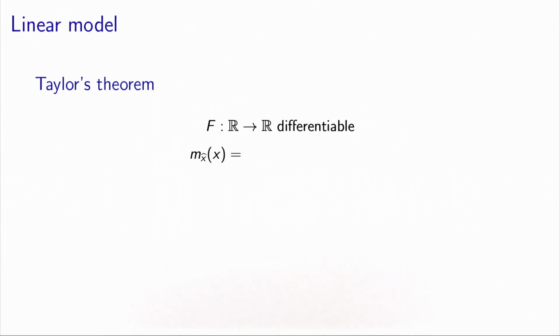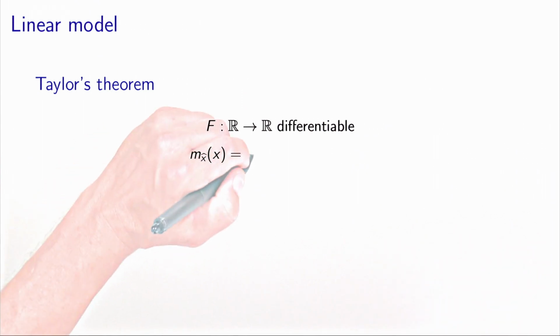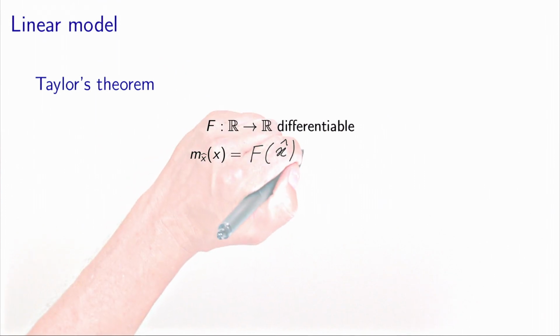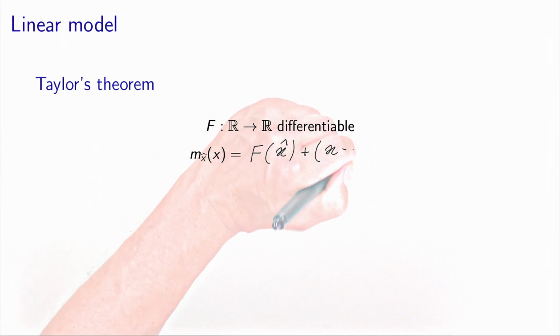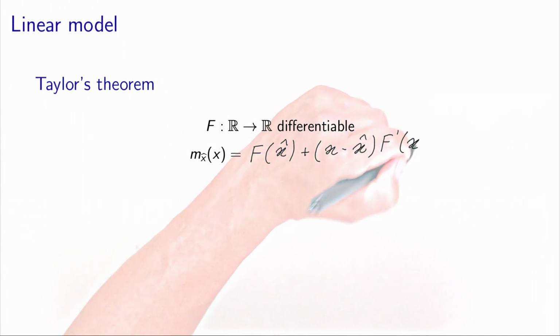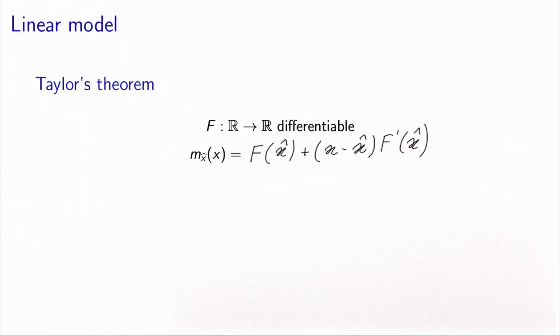So we suppose that we are at a point x hat. The model of the function around x hat is given by the value of the function at x hat plus x minus x hat times the derivative of f at x hat. Actually, these are the first 2 terms of the Taylor expansion. So we truncate the Taylor expansion after the first order.